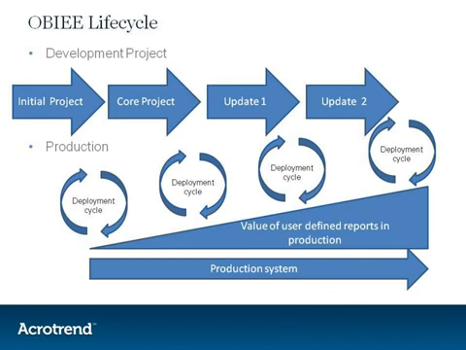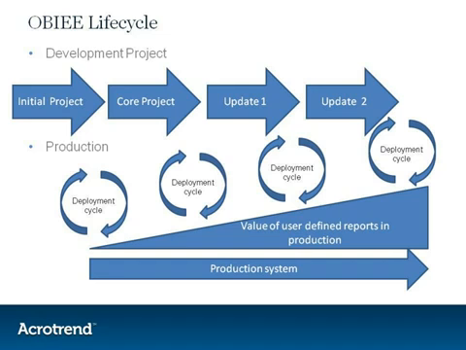In the typical OBIEE project, you have a development environment which starts with an initial project. This then goes through a system test cycle and a UAT cycle before being deployed on production. Then there's a core project which adds further data sources, adds more reports and dashboards, and generally goes out to a wider audience of users as well. Again, that has to go through the deployment cycle, and then there's an update project and probably a series of update projects which again go through a deployment cycle before going into production.